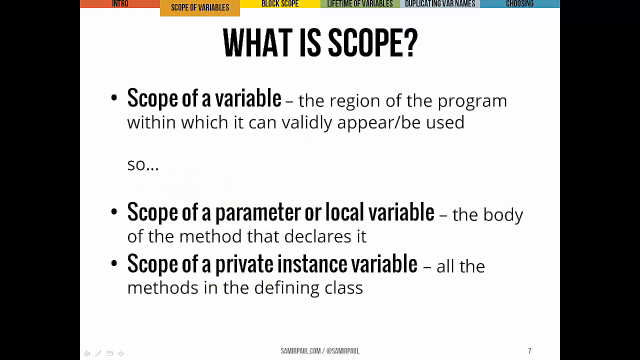This leads naturally to the idea of scope. The scope of a variable is the region in a program where we can validly use it in a line of code, which means that the scope of a parameter or a local variable is really just the method that declares it, and the scope of a private instance variable is any method in the class.